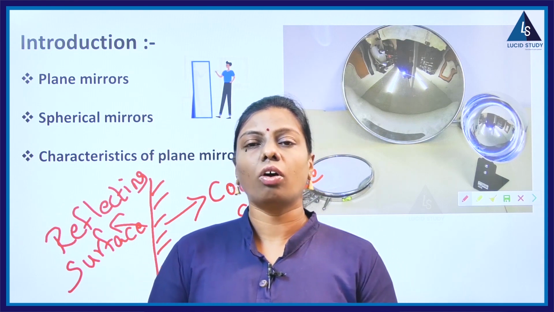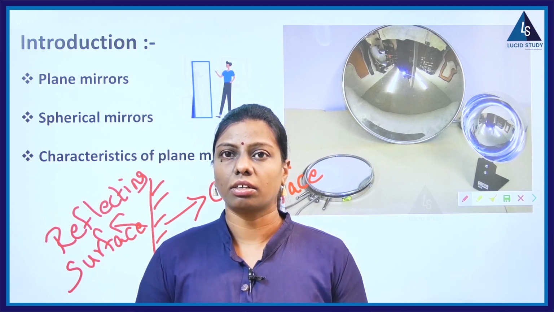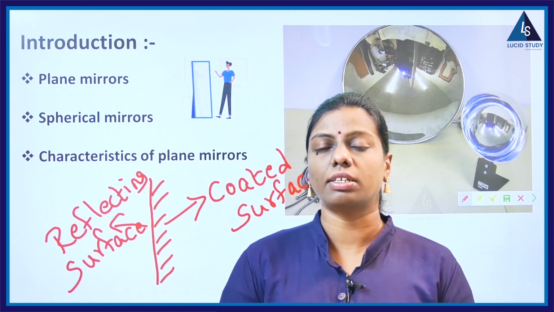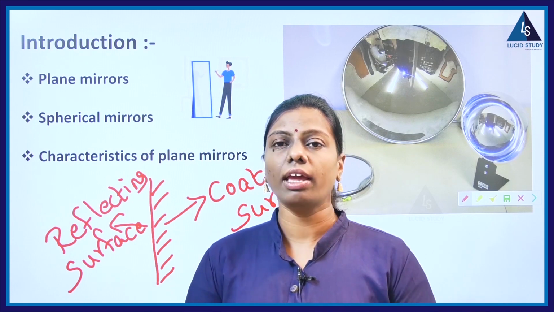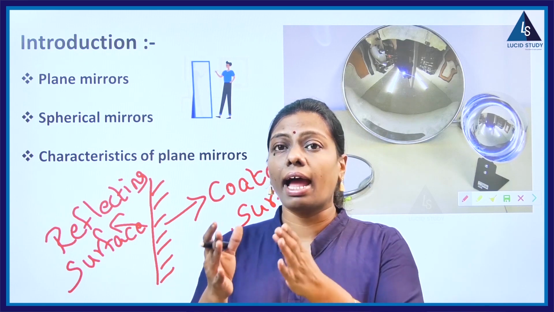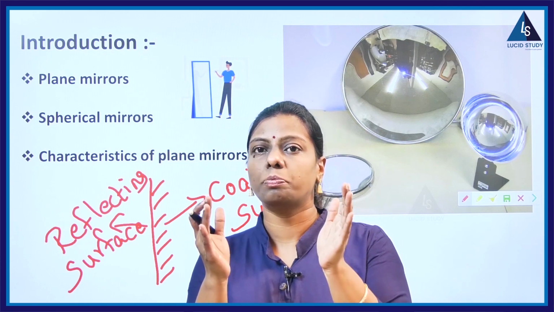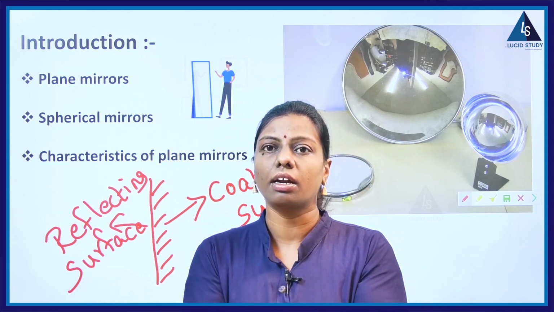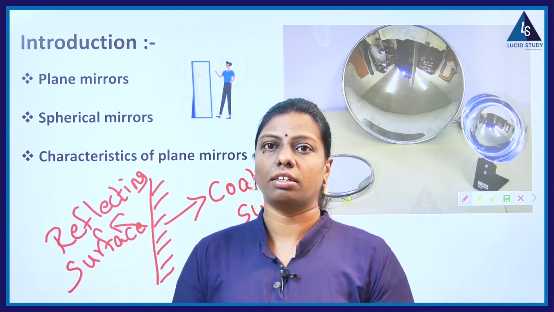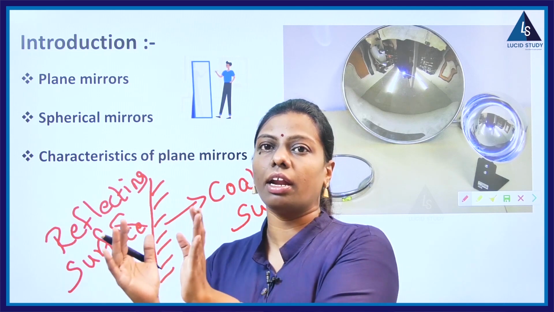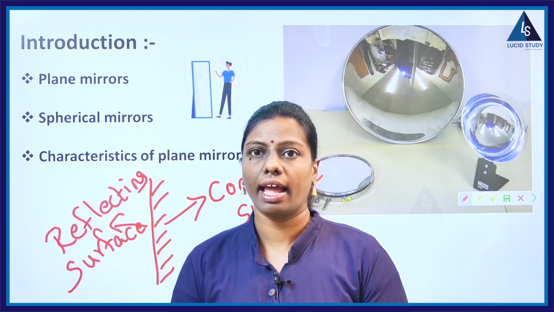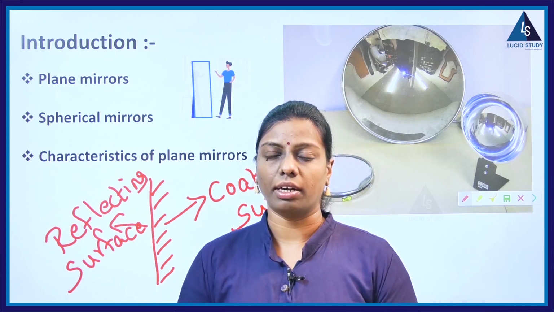So why do we call concave mirrors or convex mirrors spherical mirrors? Because they are in the shape of a sphere, or they are a part of the sphere. A part of a sphere means if this is a sphere, a part of it is taken. So concave mirrors and convex mirrors are also called spherical mirrors.